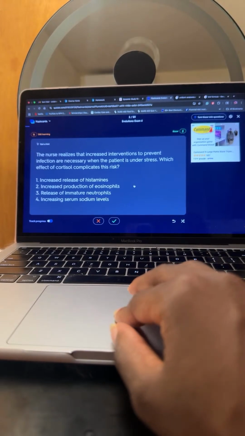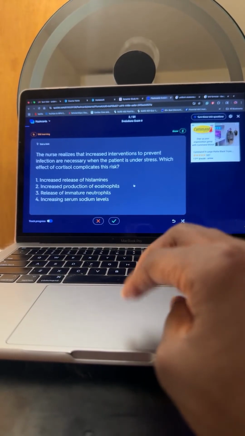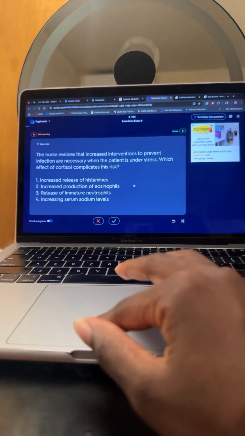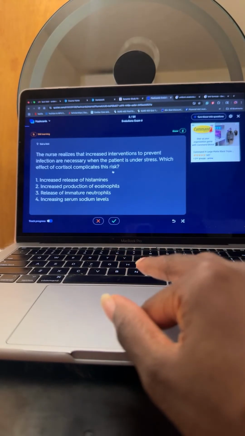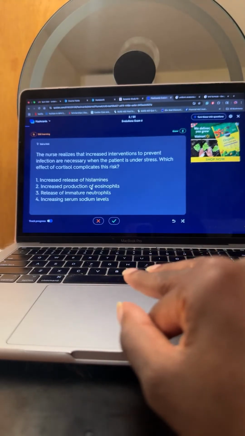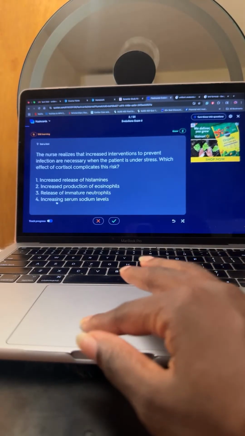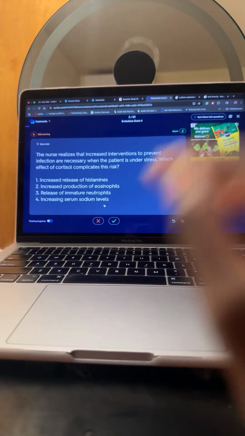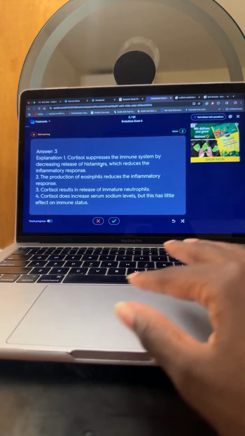Okay, the nurse realizes that increased interventions to prevent infections are necessary when the patient is under stress. Which effect of cortisol complicates this risk? Increased release of histamine, increased production of eosinophils, release of immature neutrophils, or increased serum sodium level. And the answer is 3, release of immature neutrophils. Perfect. Yep.